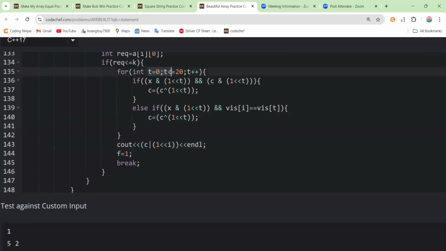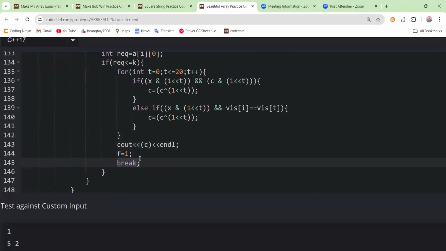Because when you come to the ith bit, that is when t is equal to i, in that case you will get that for x, that particular bit is set and visited of i is definitely equal to visited of i. So this particular bit will automatically get set. So that's not an issue. But I wrote it something like this in the code. You can simply skip this part as well. You can simply print c over here. And once you print the answer, you simply mark f as 1 and break.